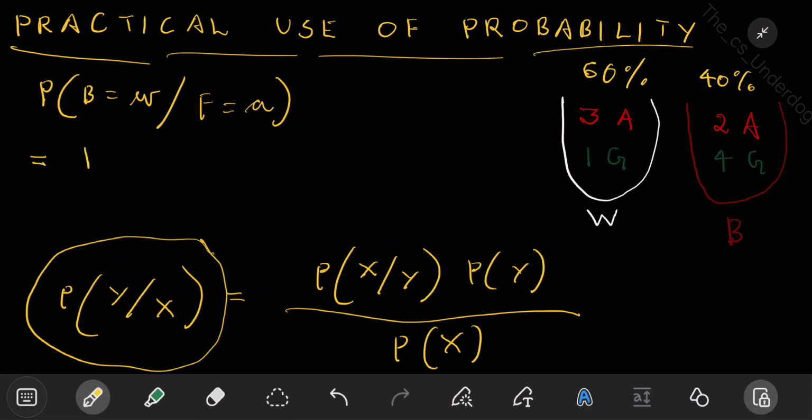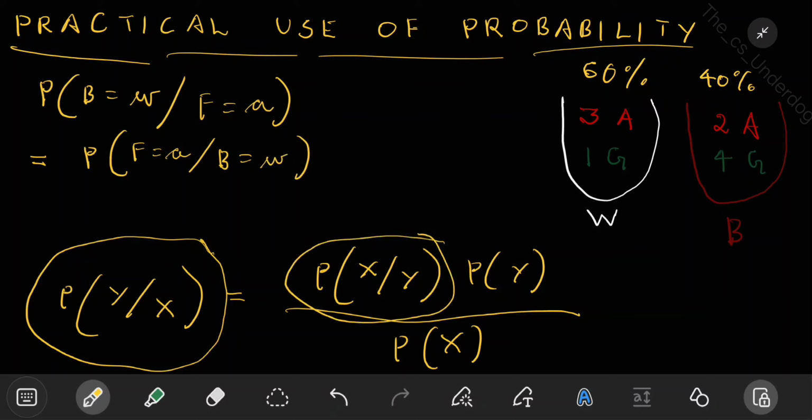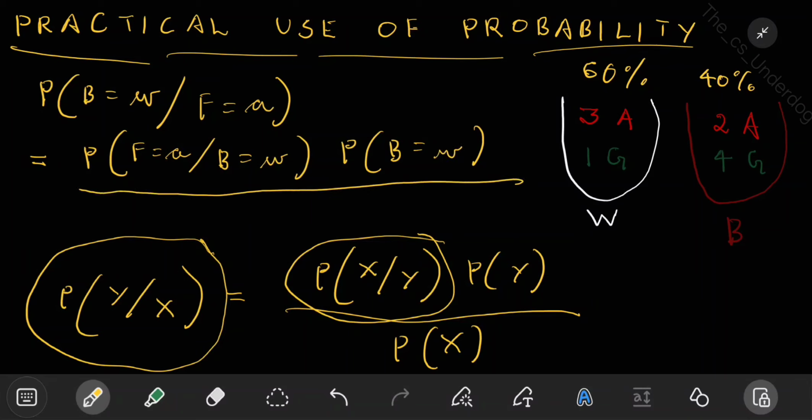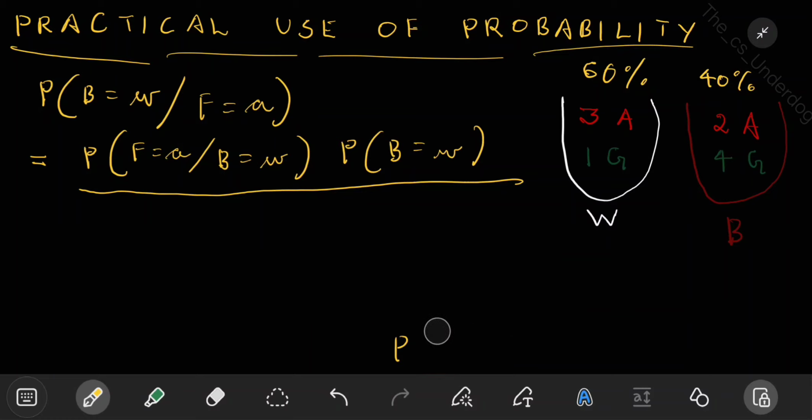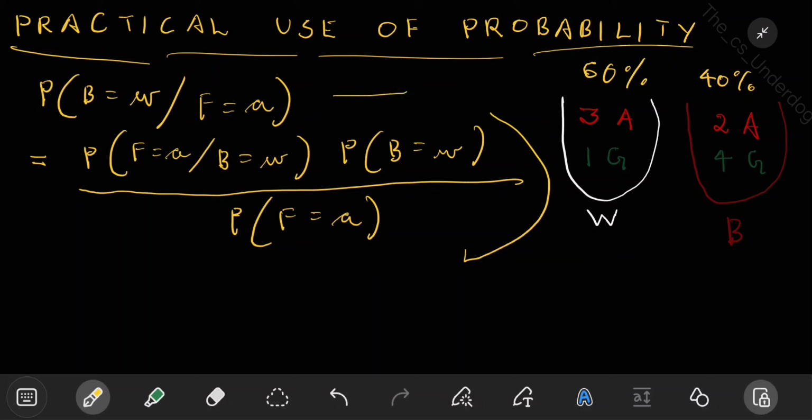This can be written as probability of fruit is equal to apple given bag is equal to white, right? That is this term, into what is y here? Bag equal to white, right? So probability of bag equal to white, divided by P of x. What is x here? X here is fruit equal to apple. So let me erase this and write as probability of fruit equal to apple. So if you can solve this, then you will find the answer for this.